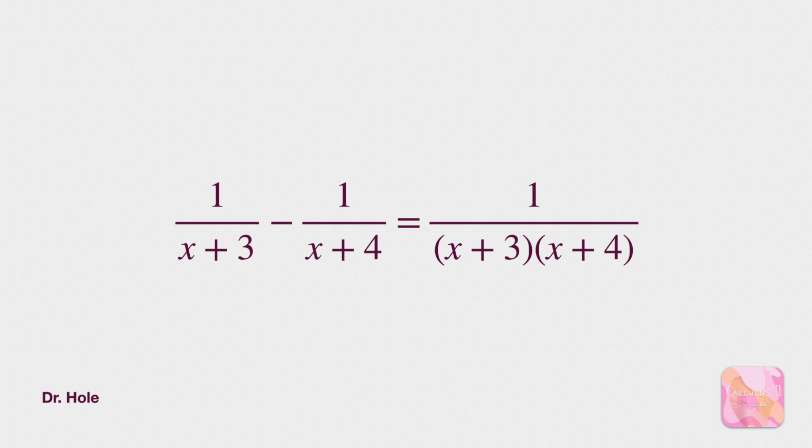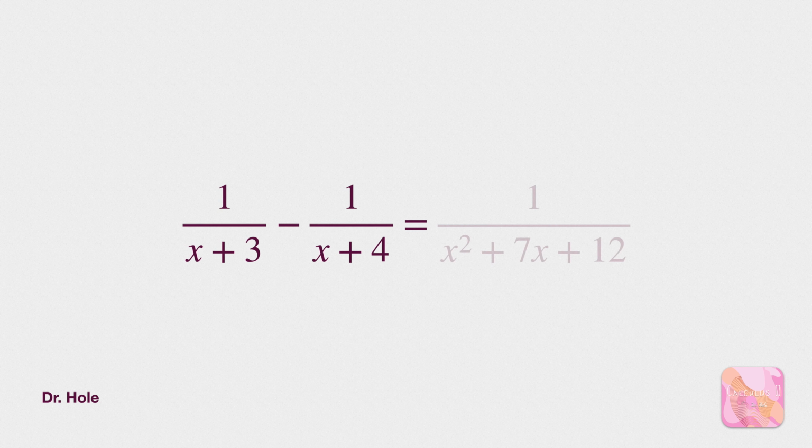Let's do a little vocab review. In the bottom, we have a product of two binomials. Each binomial is a linear polynomial. Since they are being multiplied, we can refer to each as a factor. As each is degree 1 as a polynomial, these are linear factors. Their product is quadratic, the trinomial x squared plus 7x plus 12. That's the product of the binomial x plus 3 and the binomial x plus 4. Good.